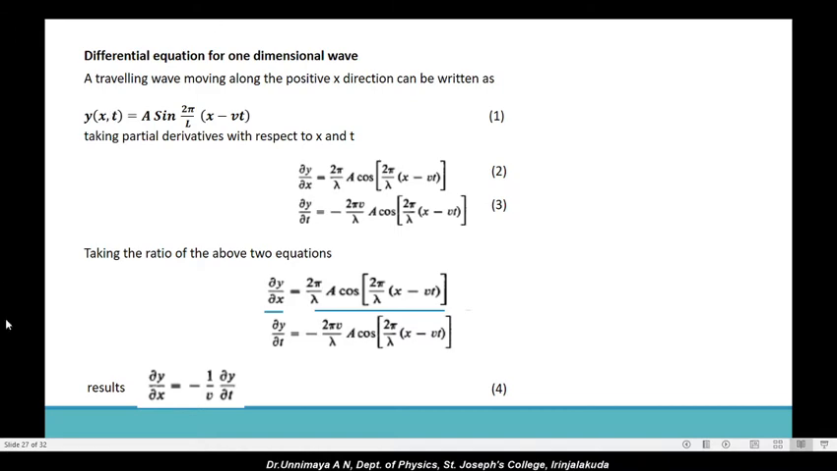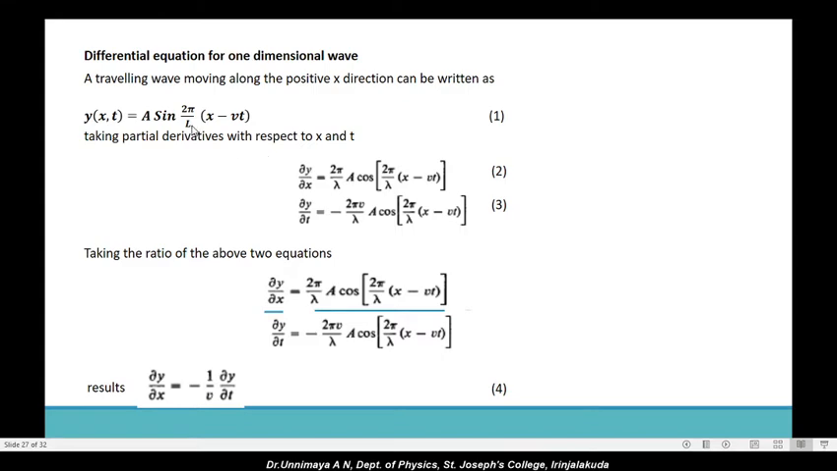So first we take the partial derivative with respect to x, that is ∂y/∂x, means partial derivative of y with respect to x keeping t constant. y = a sin 2π/l (x − vt). a is a constant, keep it aside. When we differentiate sin, we get cos 2π/l (x − vt) into the coefficient of x, that is 2π/l. So the answer is ∂y/∂x is equal to 2π/λ.